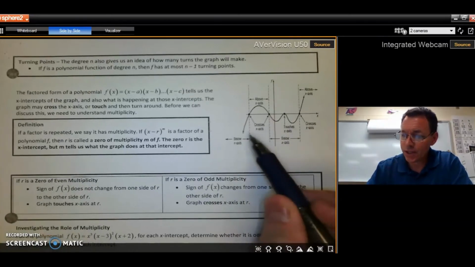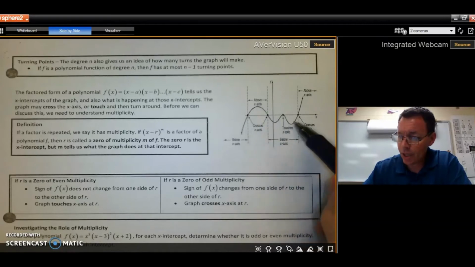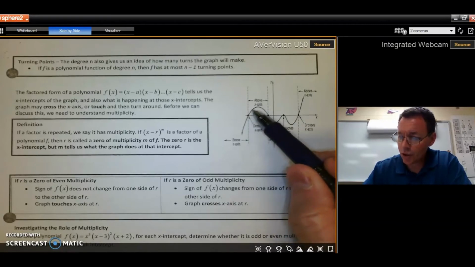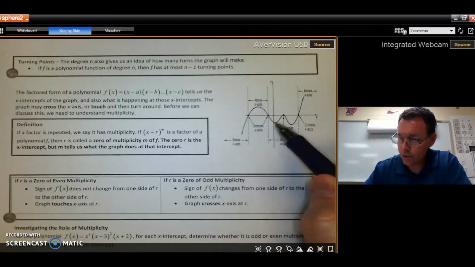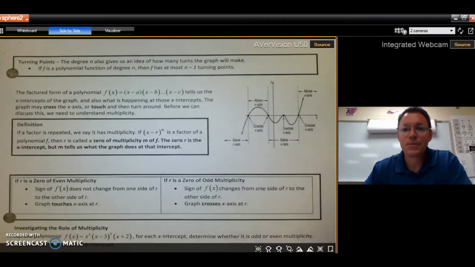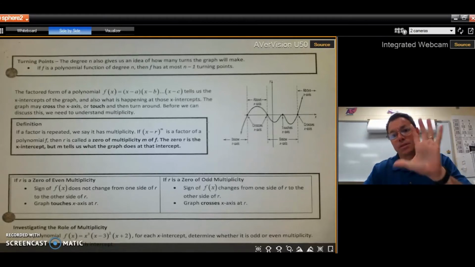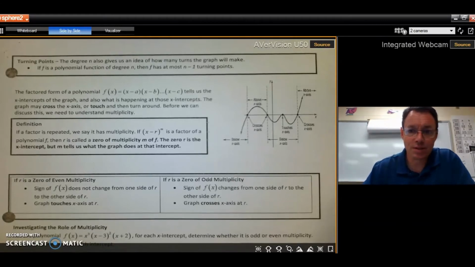So if you look at this example of a generic polynomial graph right here, it turns once, twice, 3, 4 times. So this is probably the graph of an x to the 5th power polynomial. Since it turns 4 times, that means it's going to be a degree of 5, since the turning points should be 1 less. Okay?